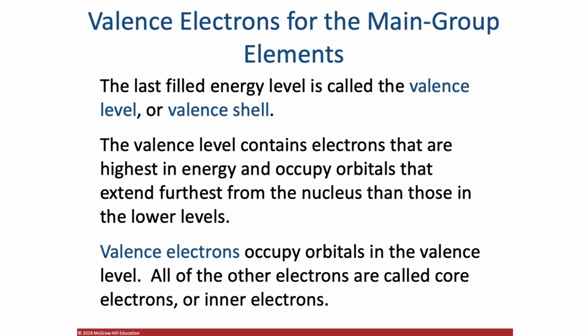The last filled energy level is called the valence level or the valence shell of an atom. The valence level contains electrons that are highest in energy and that occupy orbitals that are the furthest from the nucleus than those in the lower levels. So valence electrons occupy orbitals in the valence level, and all of the other electrons are called core electrons or inner electrons.